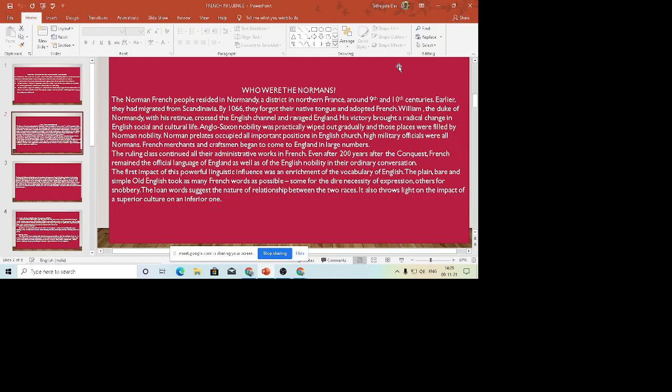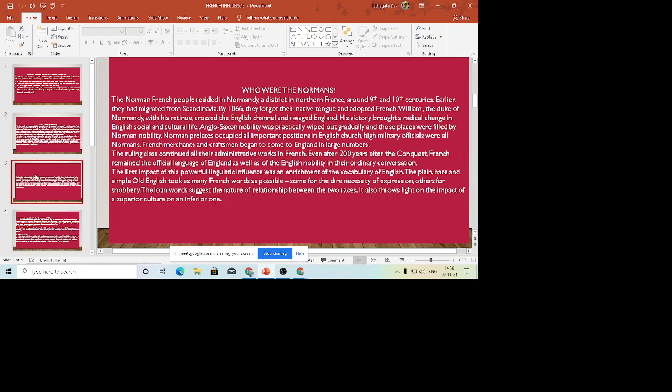So the loan words, loan meaning these words that were borrowed into the English language, suggest the nature of the relationship between the two races, the Normans and the English. It also throws light on the impact of a superior culture on an inferior one. So all these aspects we need to take into account. We see how French came to penetrate into all aspects of English life, and the superior culture of the Norman French, in a sense, imposed itself on the inferior race, that is the English.